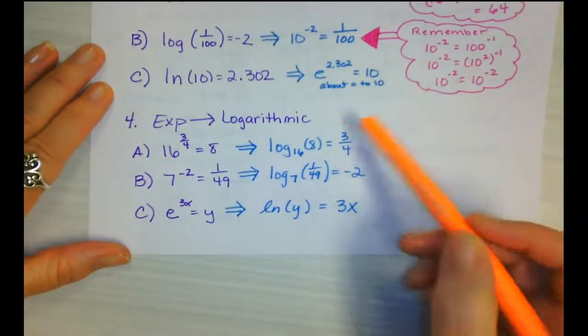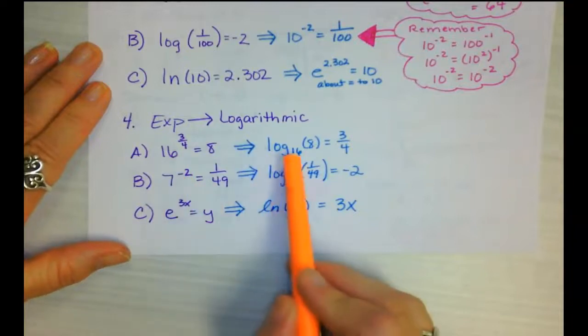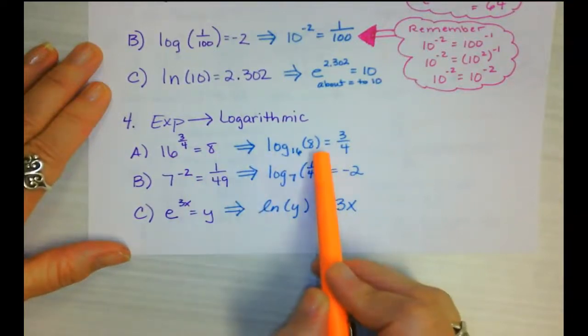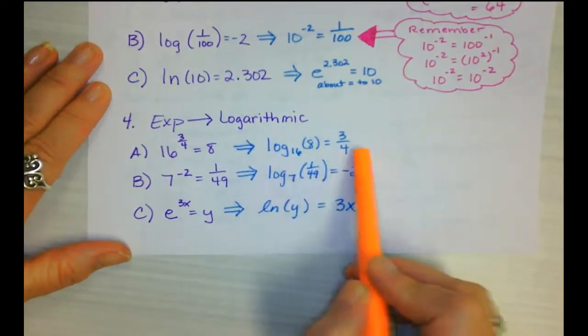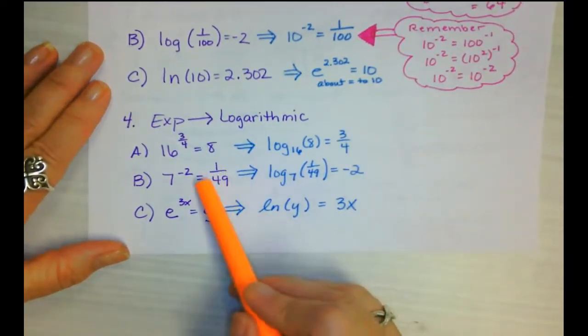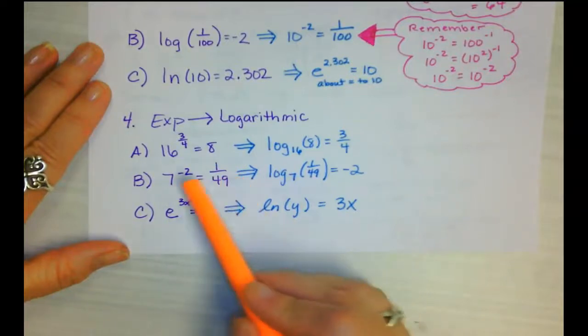On 4, exponentials to logs, we reverse that process. So the base of the exponent becomes the base of the log. The output to the exponent becomes the power. And remember that the answer to a log problem is always an exponent. So wherever that exponent is, that's what it's equal to. So in this case, we would have log base 7 of the argument 1/49 equals the exponent, which is -2.